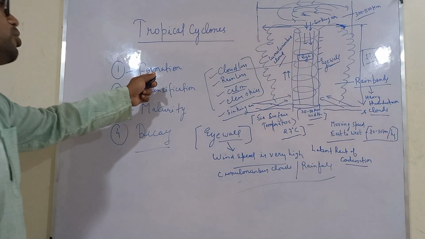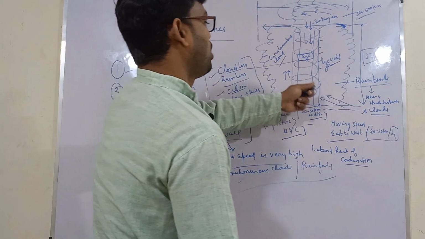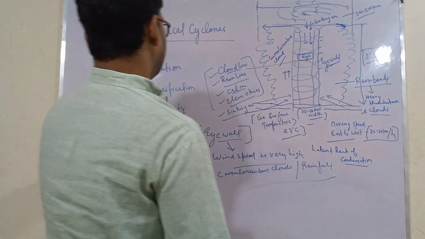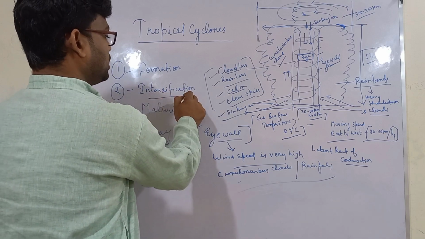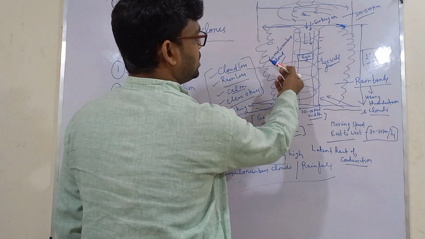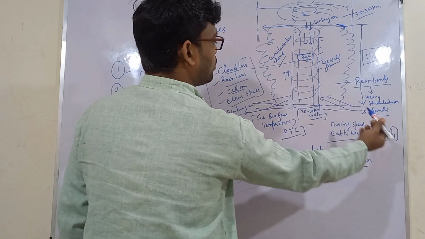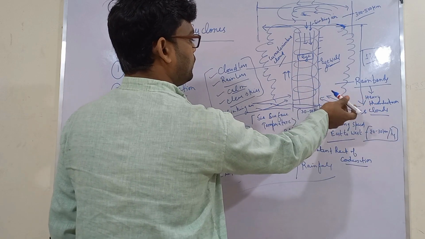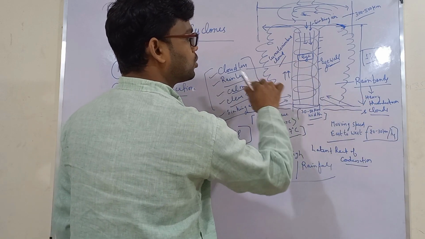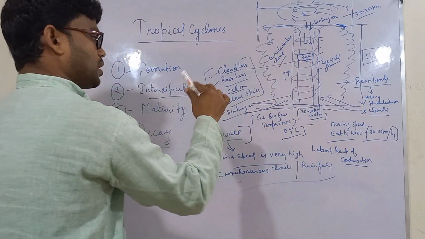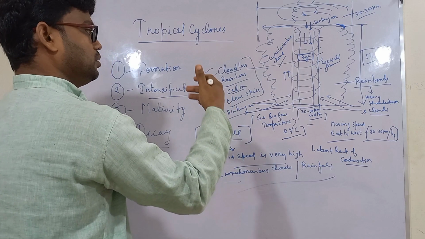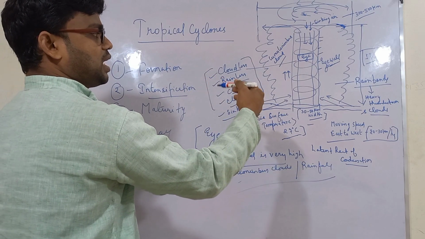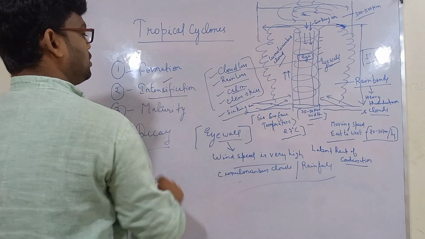Initially the tropical cyclone is formed, and we have seen how it is formed. And then the next one is intensification. How does this tropical cyclone get intensified? With the release of latent heat of condensation and more air moving into this low pressure center, and more swirling or rotation of the air. When the wind speed starts increasing, that is known as intensification.